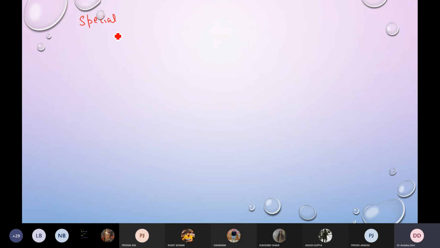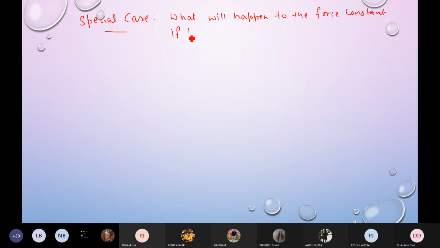Okay, so there is a special case. What will happen to the force constant if we cut the spring into n equal parts?